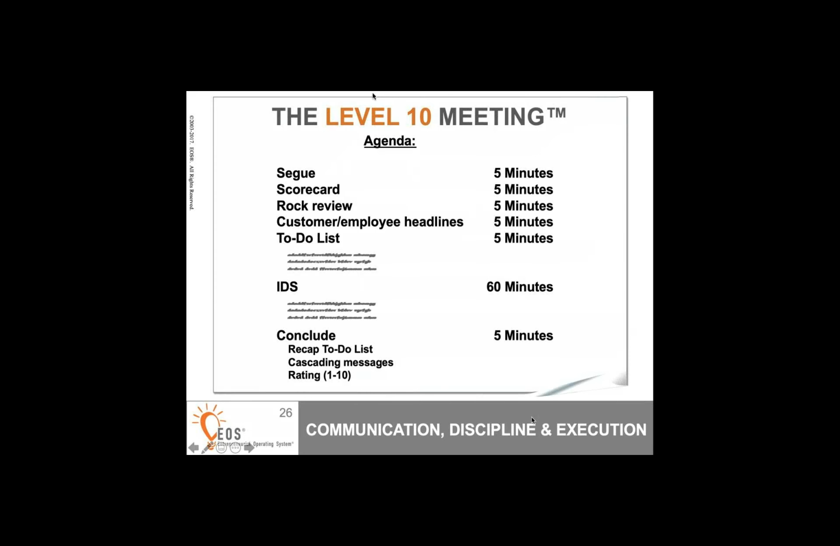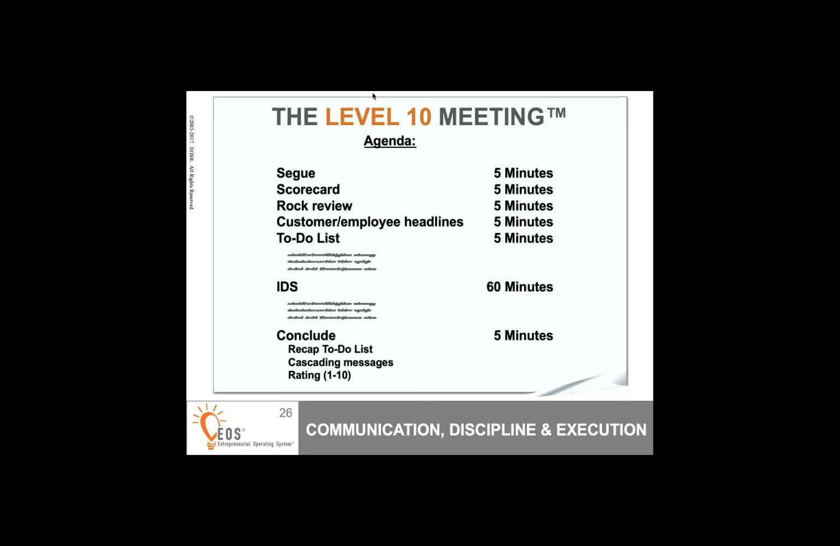So that is the level 10 meeting. 5-minute segue, get out of working in the business, get working on the business. Good news from everybody. Go through your scorecard, 5 to 15 most important numbers that are driving your company forward to make sure you're on track. A 5-minute rock review, business priorities that you've agreed are the most important things that your company needs to get done personally and as a company.